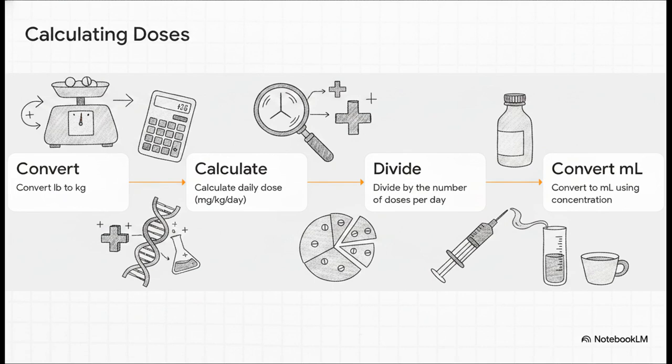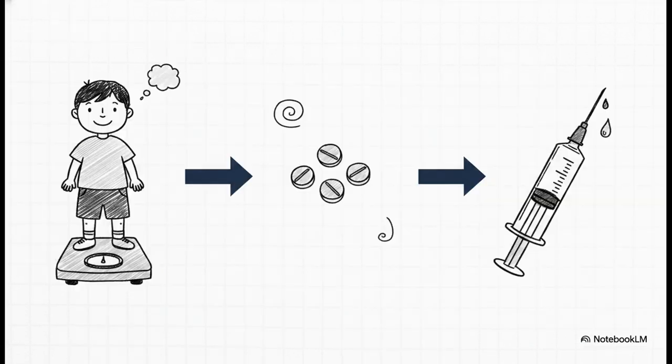First, convert the weight. Second, calculate the total daily dose by multiplying the weight by the ordered milligrams per kilogram. Third, divide that total by the number of doses per day. And lastly, figure out the actual volume in milliliters based on the medication's concentration. Let's apply our mantra to that 48-pound child we mentioned earlier.